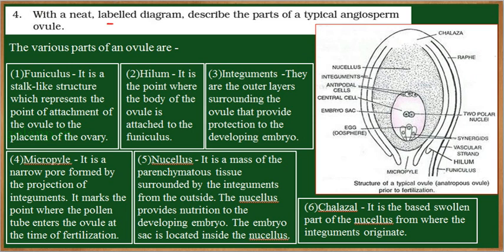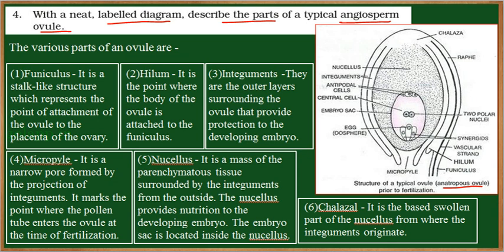With a neat label diagram, describe the parts of a typical angiosperm ovule. Now let us learn the structure of an angiosperm ovule with its parts. So here is a typical angiosperm ovule, which is called an anatropous ovule.